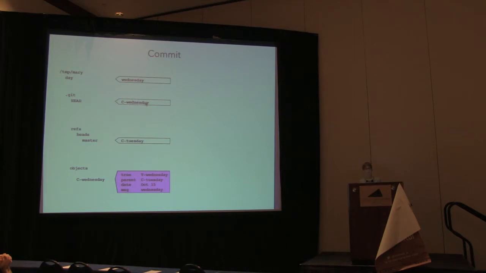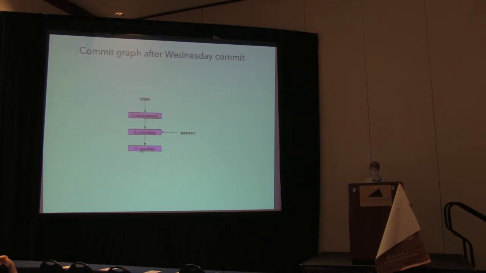So this is why people find detached heads kind of scary, I think, because you're doing real work, but you're not on a branch, and so you could easily lose it. Or rather, you won't lose it, but you'll lose track of it. So notice that master is still on C-Tuesday as well. Okay, so let's look at the commit graph again. So we've got this new C Wednesday commit, which points at C Tuesday as its parent. Master's still pointing at C Tuesday, and head is pointing directly at C Wednesday.